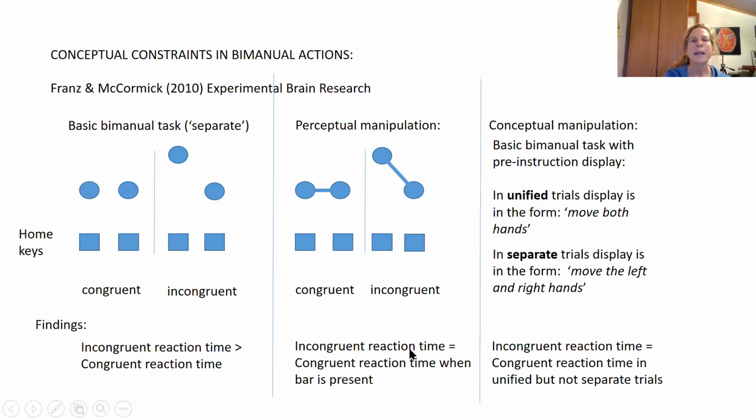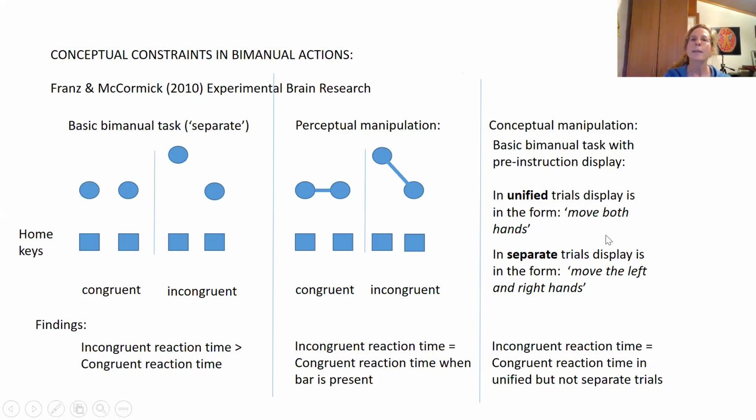The prediction is that when we use a perceptual manipulation like this, the incongruent reaction times are going to equal the congruent reaction times. In other words, people are going to conceptualize this as a single unified task that happens to use 2 hands. And that situation will differ from the baseline situation here, in which there are clearly 2 separate tasks because they're not unified.